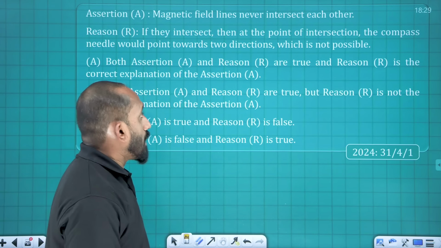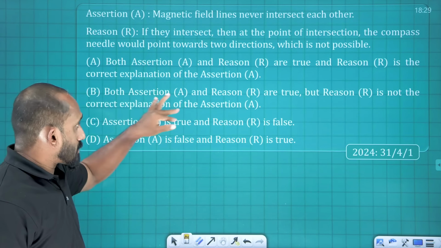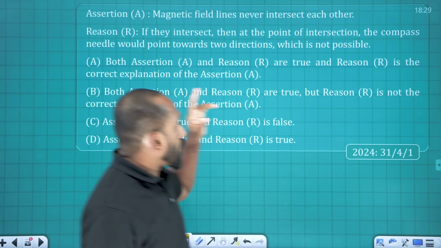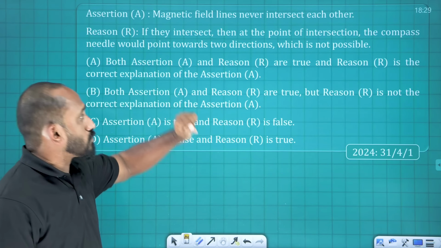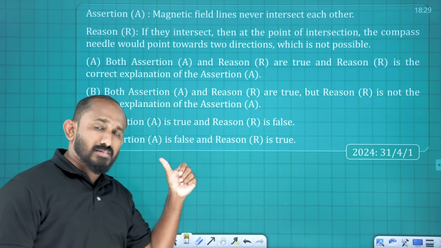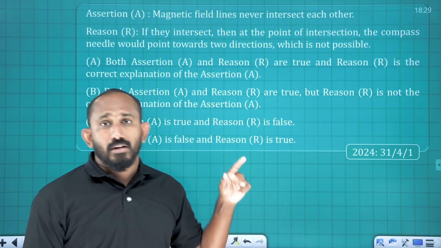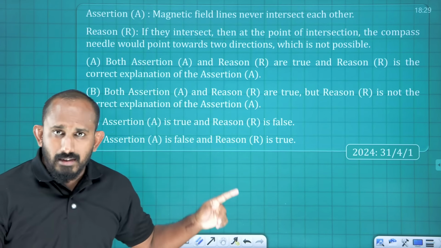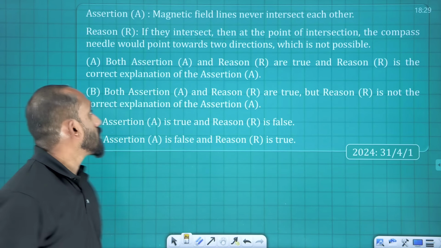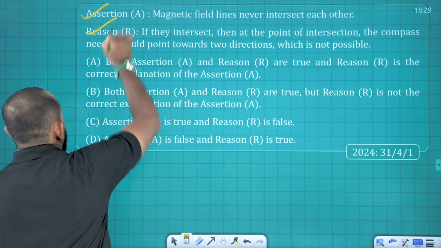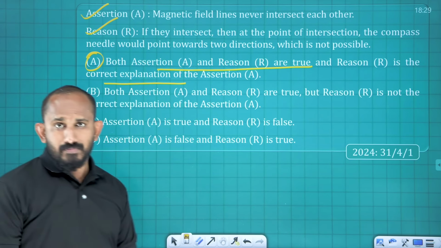Magnetic field lines never intersect each other. Of course, that's correct. If they intersect, then at the point of intersection, the compass needle would point towards two directions, which is not possible. Yeah, exactly. See, the previous one looked similar to what we did. There, the reason was correct but not the correct explanation. Here, it is correct as well as the explanation of the assertion. So both assertion and reason are correct and they are the correct explanation. So A is the correct answer.